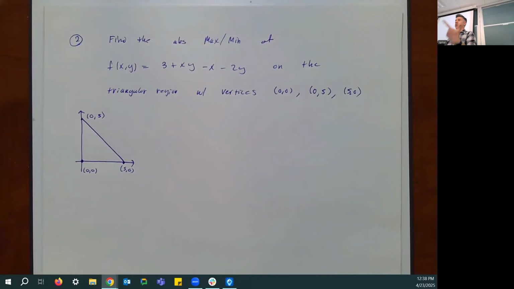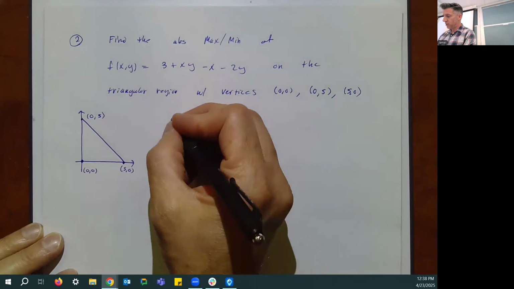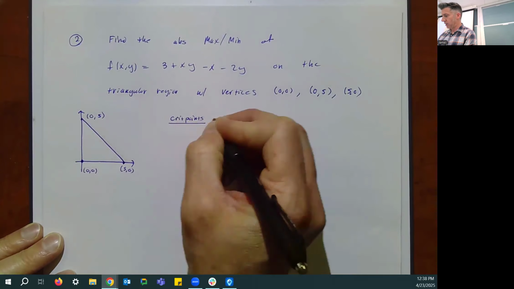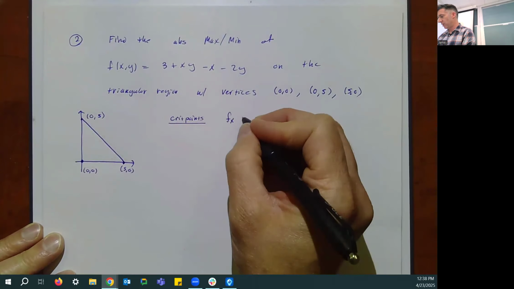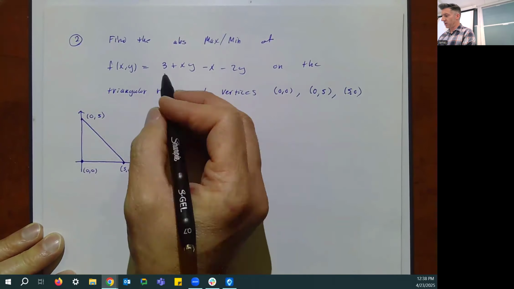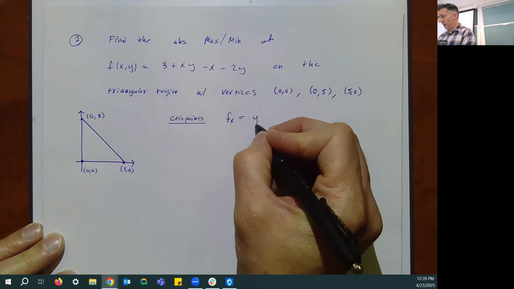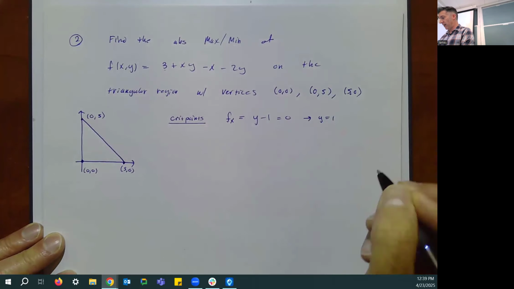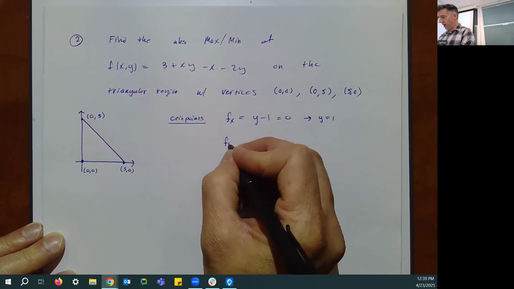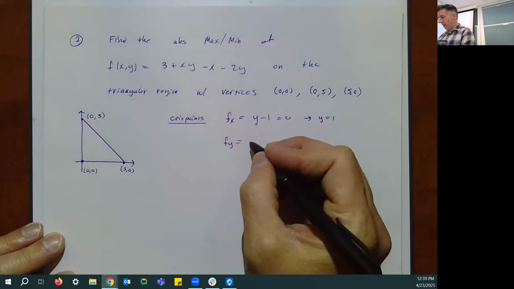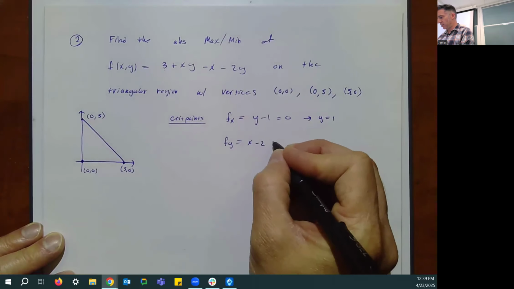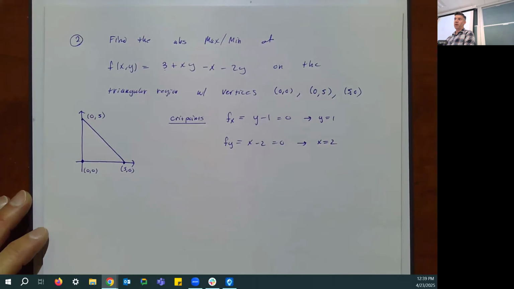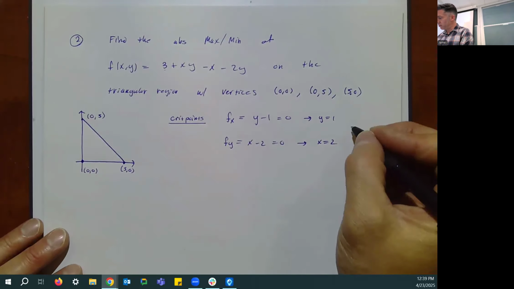Automatically, for sure, we always include the endpoints. And then we're also going to look for any regular critical points. To find our regular critical points, we take the partial derivatives and set them both equal to 0. Fx is y minus 1 equal to 0, which gives y equal to 1. That's half a critical point. Fy is x minus 2 equal to 0, so x equals 2. So our critical point is (2, 1).